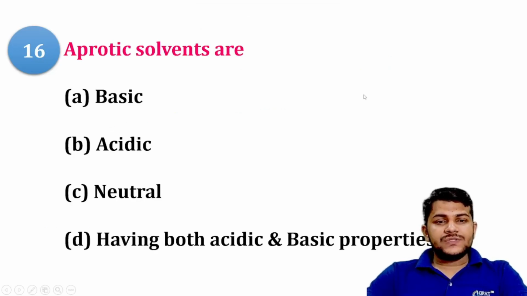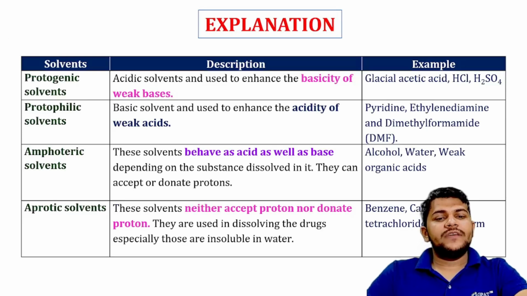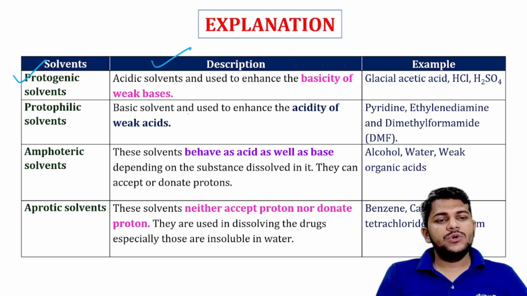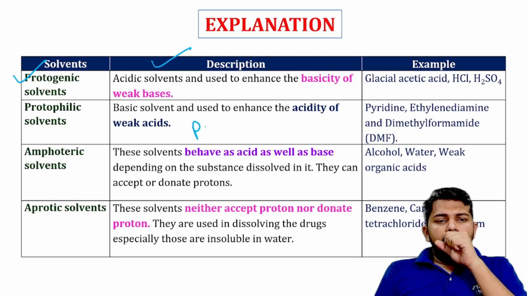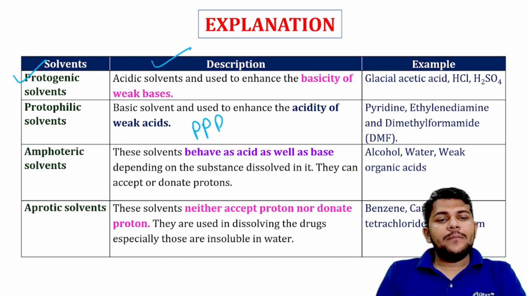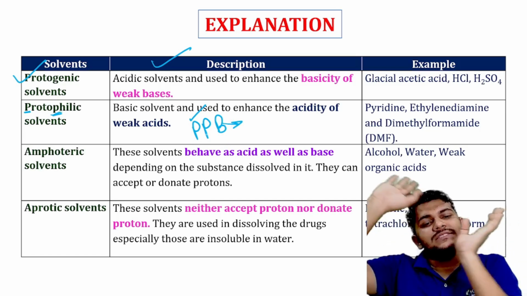Next, we have the aprotic solvent. Aprotic solvents are neutral. We have different solvents. One is the protogenic solvent. Protogenic solvents, like acidic solvents, usually enhance the basicity of the base. Protophilic means these are basic solvents that are basically used to enhance the acidity of a weak acid. Protophilic is PPB. You can remember it by this: P is for proto, P is for philic, and B is for basic. So PPB are your protophilic solvents, which are basic solvents used to enhance the acidity of a weak acid.